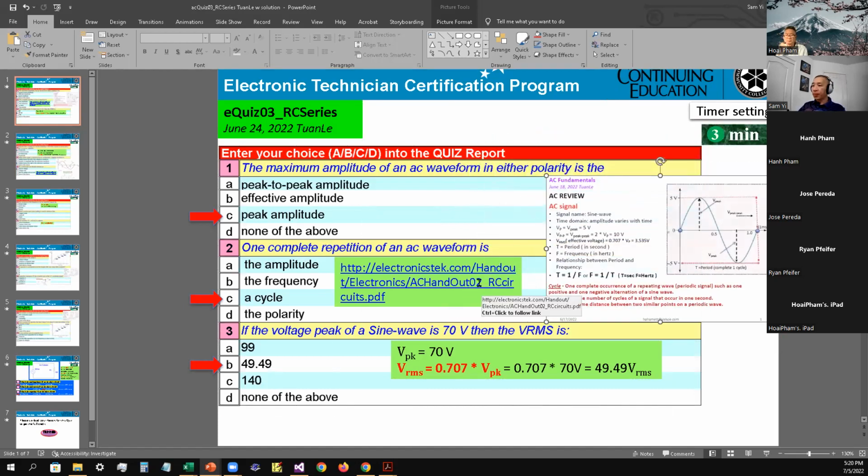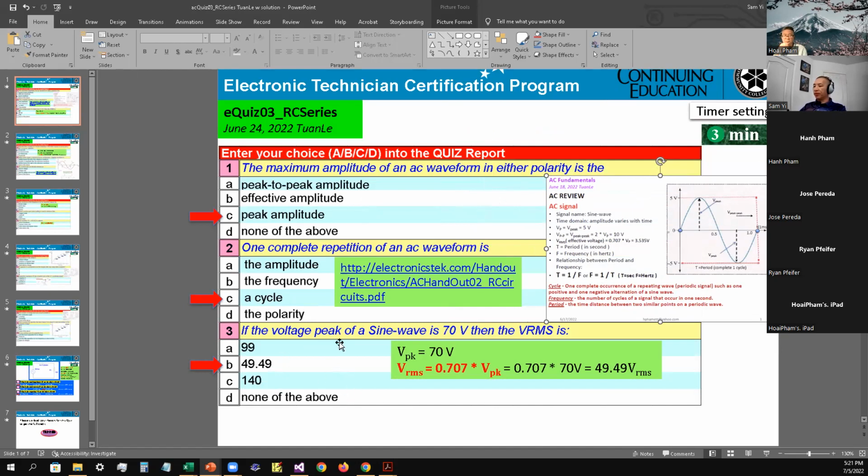Okay. Number 2, one complete repetition of an AC waveform is, okay. So that's represented as a cycle right here. So it goes up and it comes down. That's one complete, and that's what we call a cycle. The answer is C as in cat for number 2.